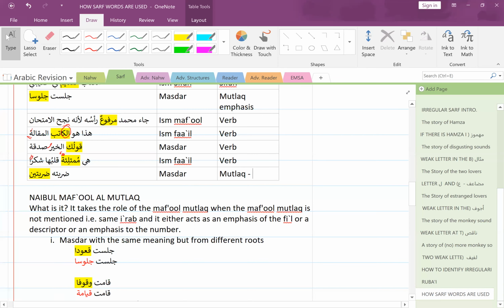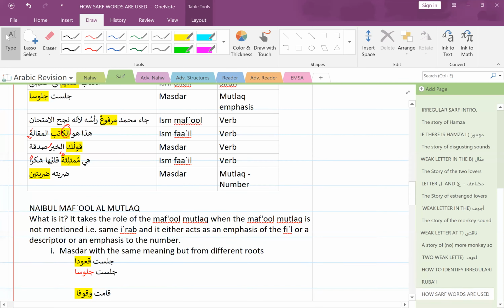Maf'ul mutlaq, yes, because it's describing the action. No, adding a number. Adding a number. Yeah, sorry. I think this is number, because it's saying how many times. ضربته ضربتين. I beat him twice. So that's how you translate it. It's explaining how many times something happened.